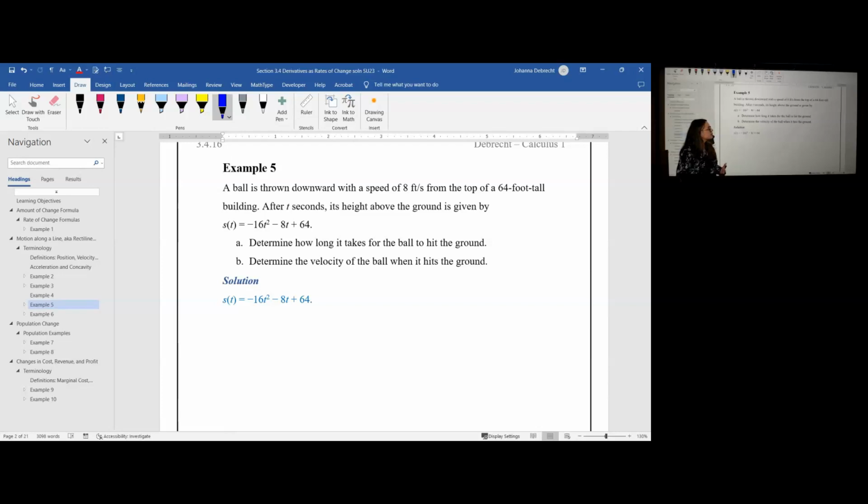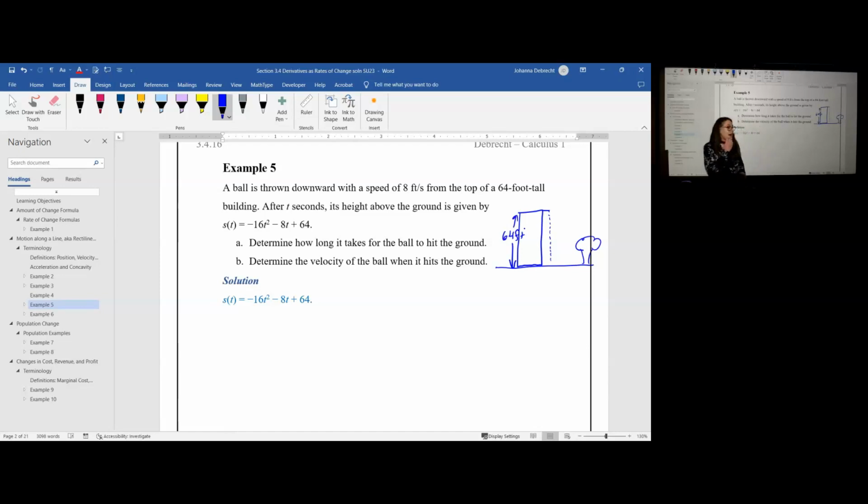After t seconds, its height above the ground is given by negative 16t squared minus 8t plus 64. Let's draw a picture that represents what we have. We have a building and we have the ground, maybe a tree over here, and we threw the ball down. The ball is falling straight down, and our building is 64 feet tall.